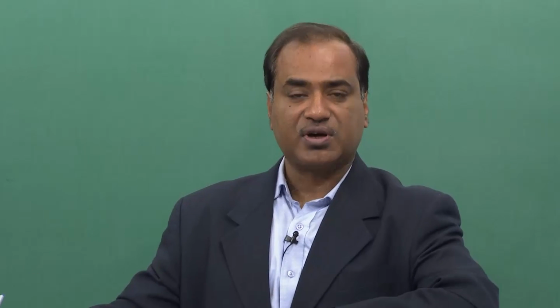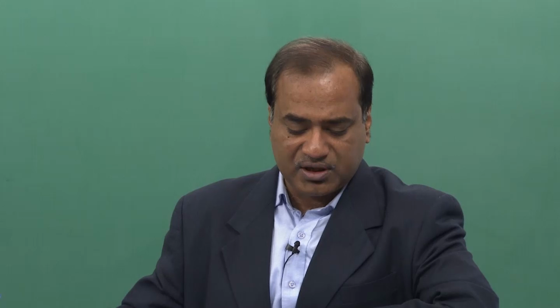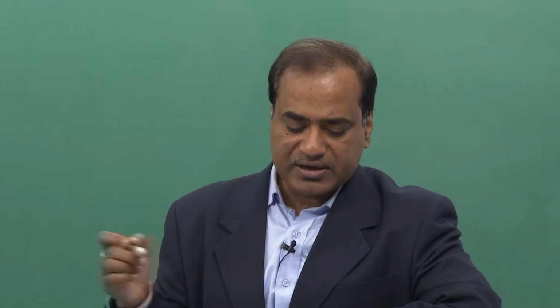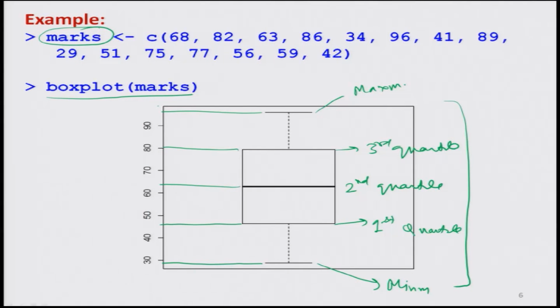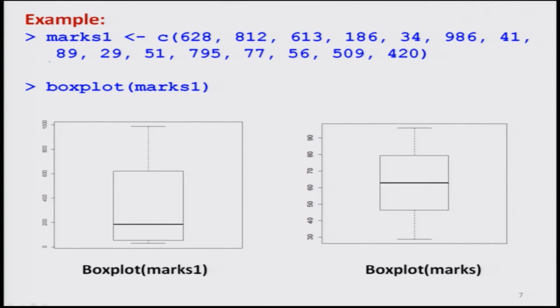So what I try to do in the next slide is that I consider the second data set that we considered, marks1, and I compare the box plots of marks1 and marks. You can see here that in the earlier vector marks, there are no extreme values, means all values are relatively scattered around the mean. But in marks1, these values are quite far away. For example, a lower value is something like 34, 41, and the upper values are something like 628, 795. So now I want to compare these two data sets.